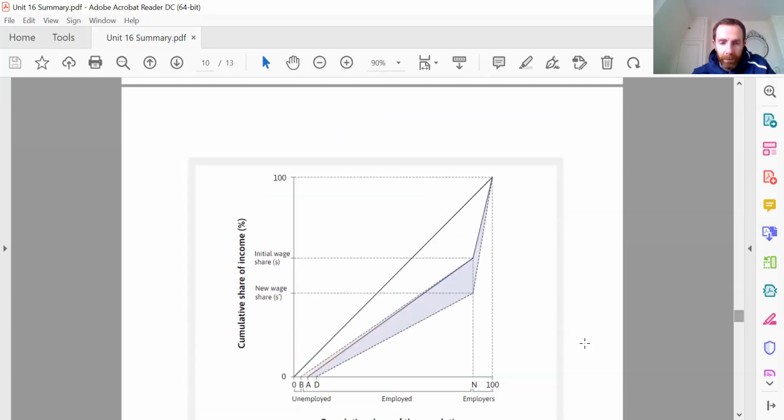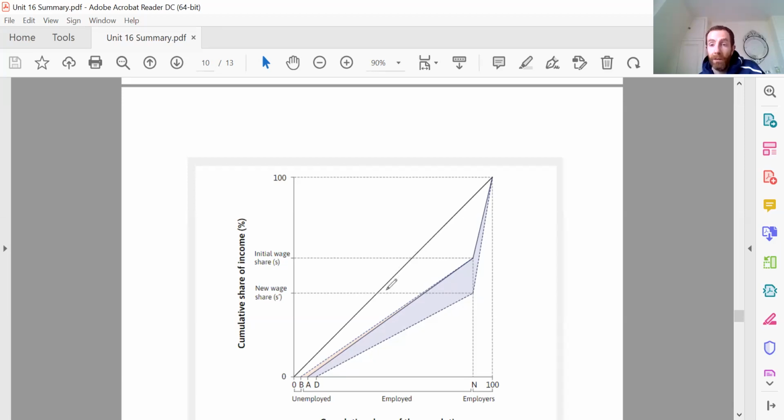So to begin with, we imagine we're at point A, representing our initial level of long-run unemployment, and we follow the line up and see the initial wage share. Those employees from A up to N, that's their share. And then from N to 100, that's the share of the owners. So the blue here gives us our initial Lorenz curve, and then we can work out the initial Gini coefficient.